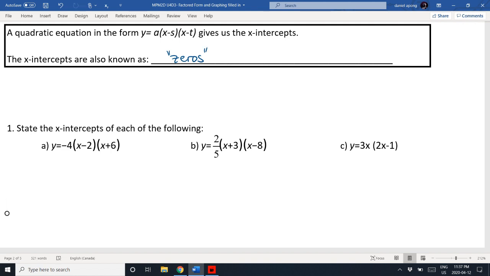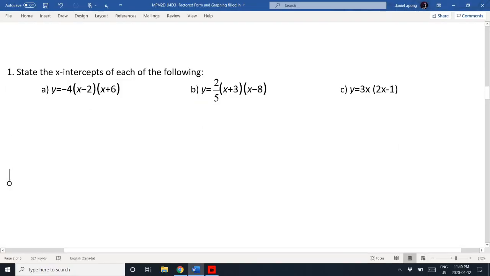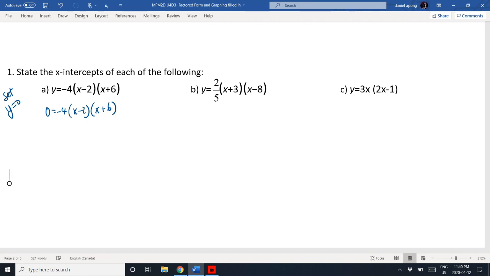Let's try some examples and find the x-intercepts of the following equations. Okay, let's try number 1a. Here we have an equation y is equal to negative 4 bracket x minus 2 close bracket bracket x plus 6. We know whenever we're finding an x-intercept, we have to set y to 0. So let's go ahead and do that. We have 0 is equal to negative 4 bracket x minus 2 bracket x plus 6.